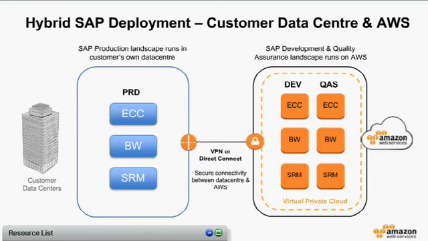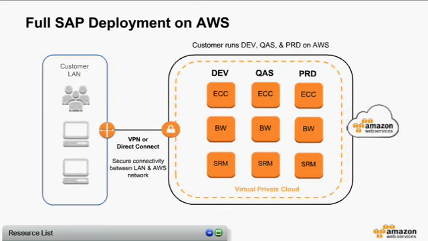And this here is an example of a customer who is running all of their SAP workloads on AWS with direct connectivity or VPN tunnel from on-premise from your customer location.